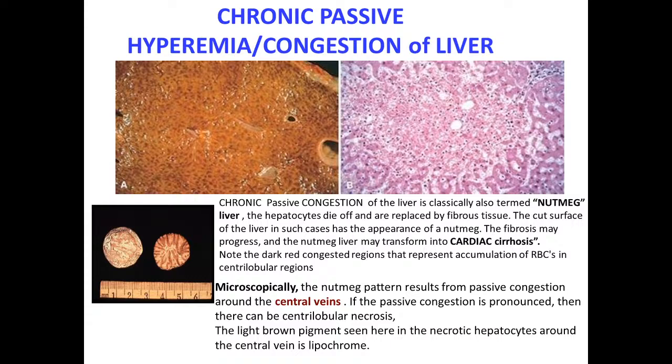Note the dark red congested region, which represents the accumulated red blood cells in the centrilobular region. The microscopic nutmeg pattern results from passive congestion around the central vein. If the passive congestion is pronounced, then there can be centrilobular necrosis. The light brown pigment seen here in the necrotic hepatocytes around the central vein is lipochrome.